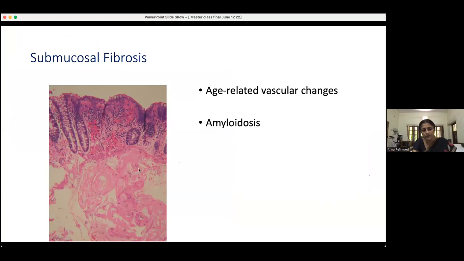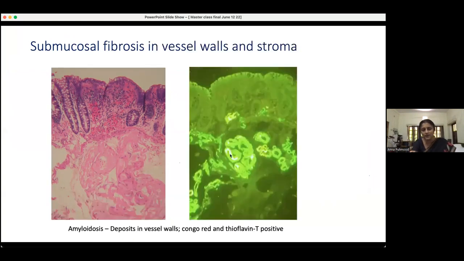Submucosal fibrosis can be seen in patients with diabetes, hypertension, various inflammatory disorders, but it can also be seen in amyloidosis. So the diagnosis of this is with special stains. And here, this particular special stain, thioflavin T, it's an immunofluorescent stain. It highlights the amyloid in the vessel walls.